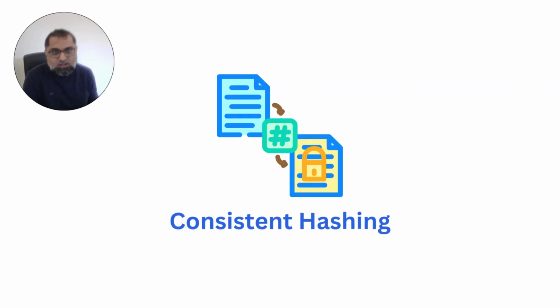Let's talk about consistent hashing, a smart way to distribute data across multiple nodes in distributed systems. It's the backbone of technologies like distributed caching, load balancing, and databases like Cassandra and DynamoDB.